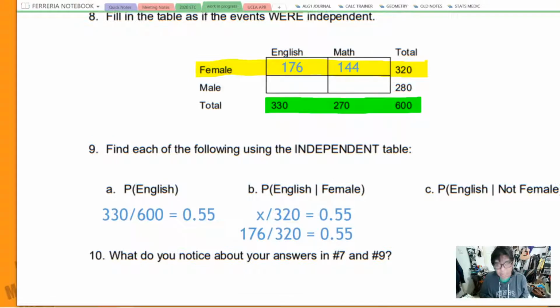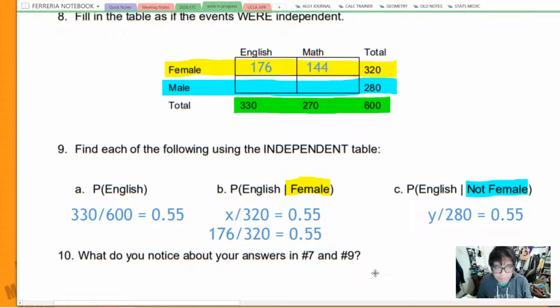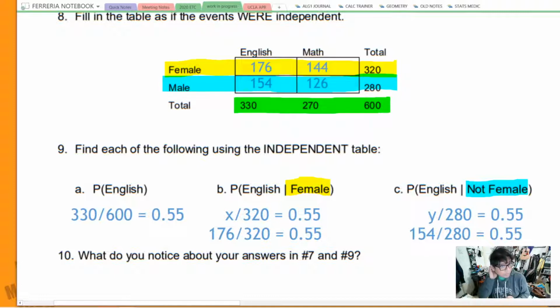Now, let's look at the male line, or the not female line. Just like with the female line, some number out of 280 total males has to equal 55%. With a little bit of algebra, we get the number 154. And then with a little bit of subtraction, we get that the male in math has to be 126.